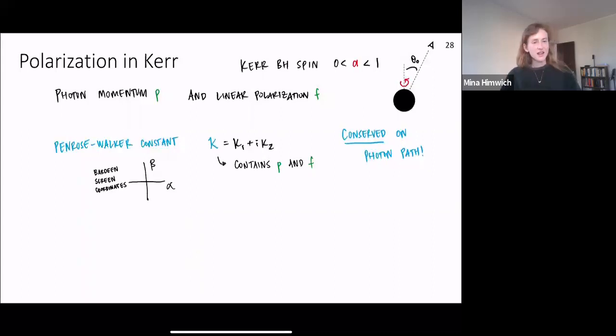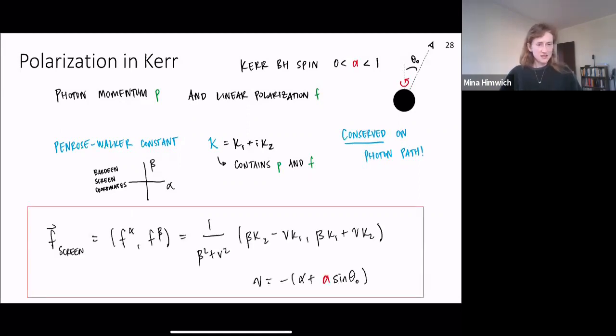So as an example of this, we can immediately solve for the polarization on the screen given a Penrose-Walker constant. As a reminder, we have these Bardeen screen coordinates on our image. If we know the position in alpha, beta at which a photon arrives, we'll know its arrival momentum. And then if we know the Penrose-Walker constant, we can immediately write down the polarization. It takes this simple form.